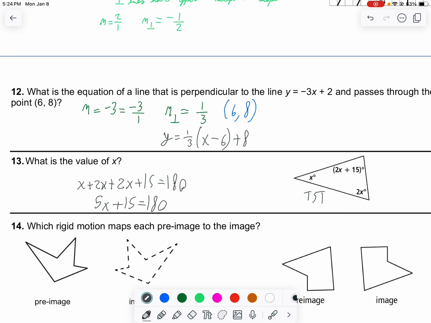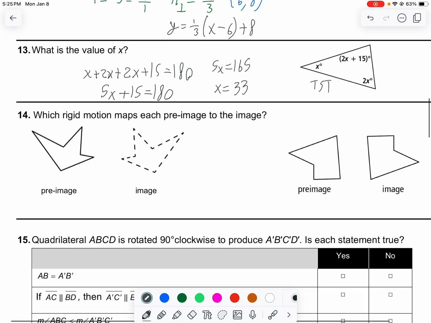So subtract 15 from both sides, and I end up with 5x is equal to 165. Divide both sides by 5, and I end up with x is equal to, I can't remember what 165 divided by 5 is. That would be 33. There we go.